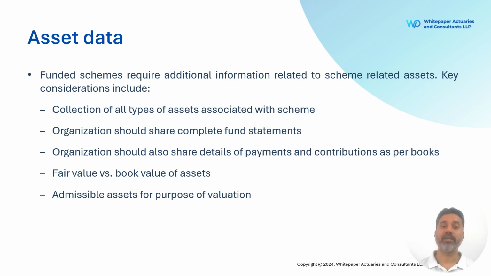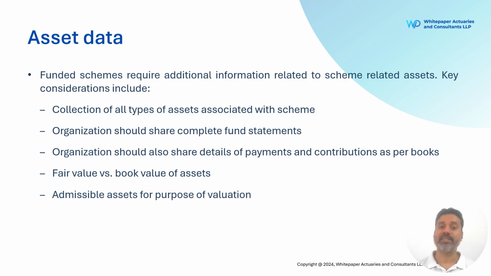Then the organization must report contribution and benefit payments as per its company accounts. Any discrepancies between these figures and those reported by the actuary should be reviewed and resolved. Fourth, clarify whether investments in instruments like bonds are recorded at fair value or book value. Most accounting standards recommend using fair value of assets for reporting purposes.